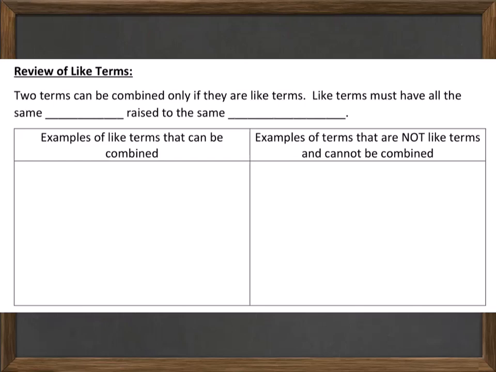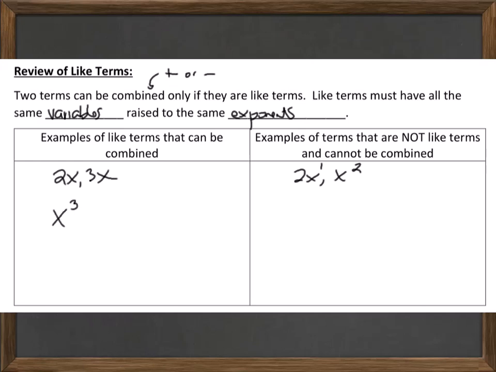So before we continue, let's briefly review like terms. Two terms can be combined, and here by combined I mean using addition or subtraction, only if they are like terms. Like terms must have all the same variables raised to all the same exponents. So let's really quickly do a few examples. For example, if I have 2x and 3x, they have the same variable x, and in both cases x is being raised to the 1st power. If I had 2x and I had x squared, those are not like terms because they don't have the same exponent.